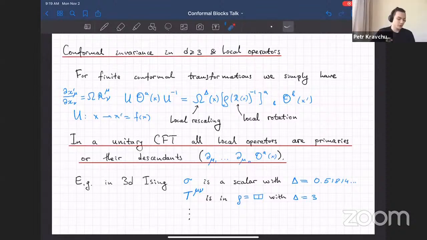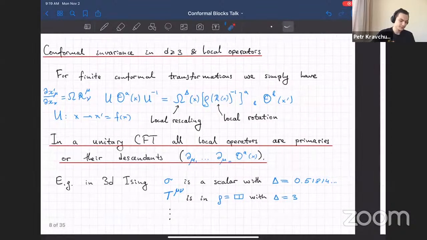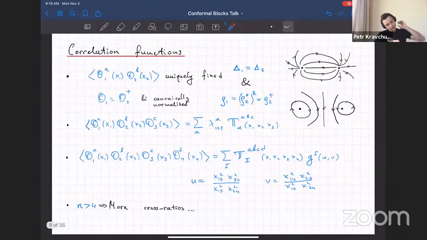Okay, so if there are no further questions, let's move on. So let's talk about correlation functions, conformal invariant correlation functions. This is a standard story that I'm sure everybody has heard many times, but probably not necessarily in higher dimensions, in which case there are some differences from 2D.